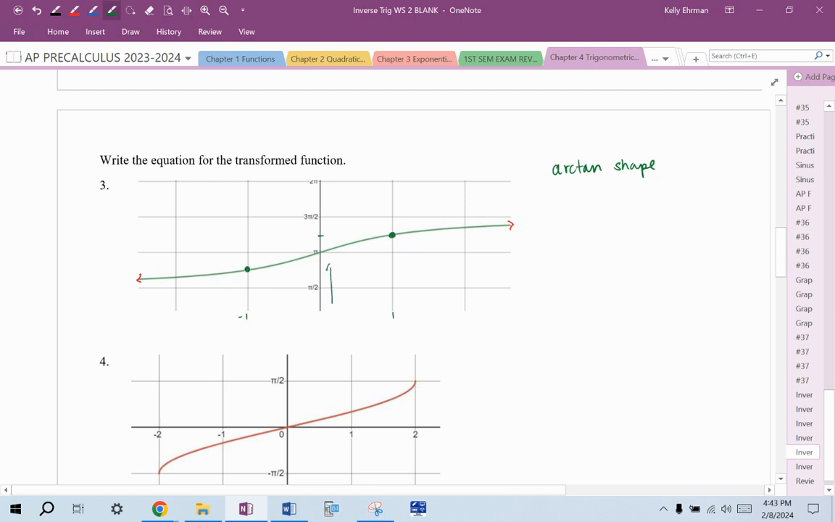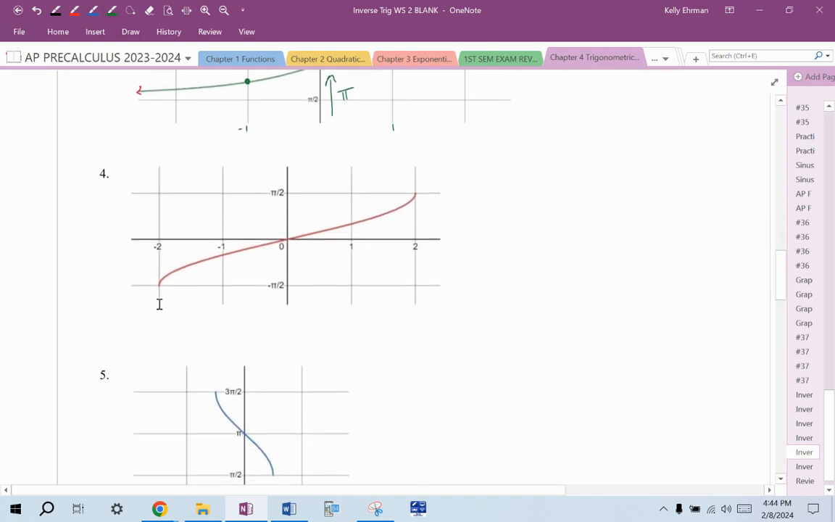But this graph has been shifted up. Normally it goes through 0, 0. So it's been shifted up pi units. So I just need to write an arctangent equation in either form, doesn't matter, where the only thing that's happened is a vertical shift up pi units.